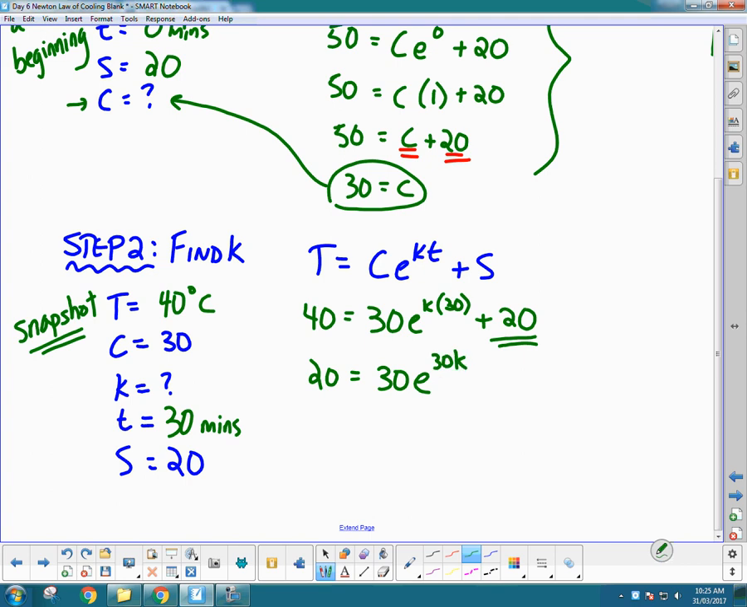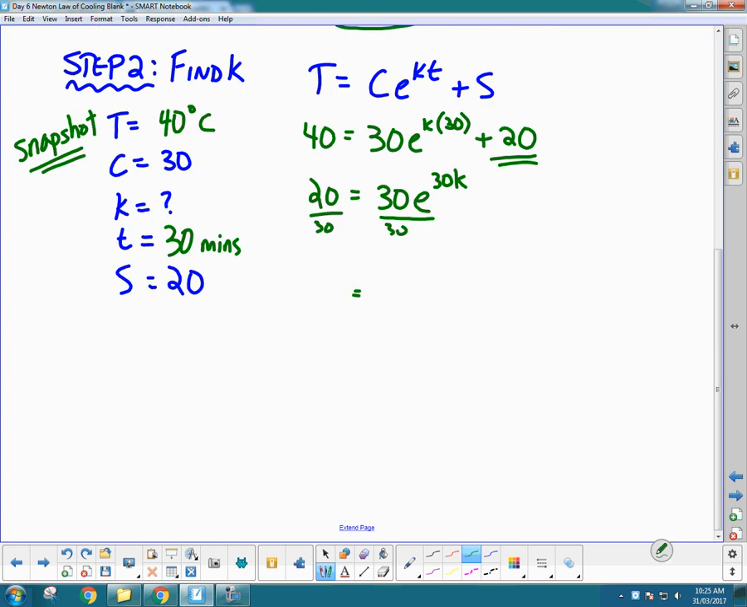This should just look like yesterday's note. Now I got to divide both sides by 30. I get 2/3. 20 over 30 is 2/3. e to the 30k. I'm going to leave it as 2/3. That'll be a little bit more accurate than changing it to the decimal 0.66666. Now to get at that, of course, I'm going to take the ln of both sides, just like I did yesterday.